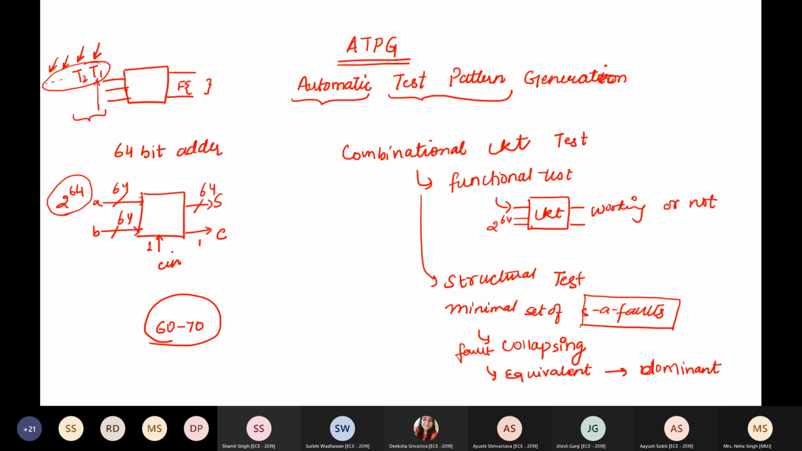So for that, the first algorithm that we'll be doing tomorrow is referred to as D-algo. For this D-algo, we need to understand singular cubes, which we will do today, and then we'll do the algorithm tomorrow. What are singular cubes? A singular cube is simply a compressed version of the truth table for any gate.